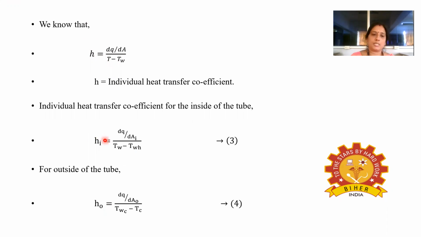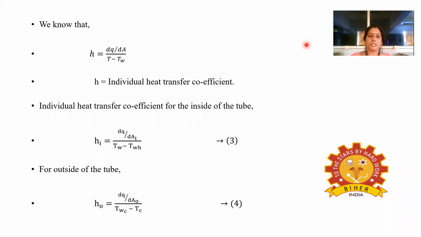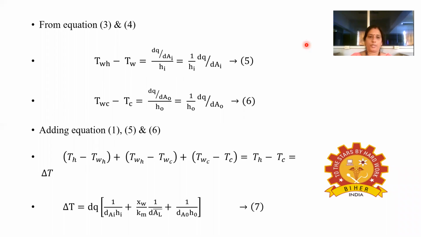If it is the inside fluid, then we can take hi. hi is the heat transfer coefficient for the inside fluid. Since we are considering the inside heat transfer coefficient, we have to consider the inside area. So hi is equal to dq by dAi divided by TH minus TWH. Similarly, for the outside area, h naught is equal to dq by dA naught divided by TWC minus TC. So these are hi and h naught, the individual heat transfer coefficients for the inside fluid and for the outside fluid.